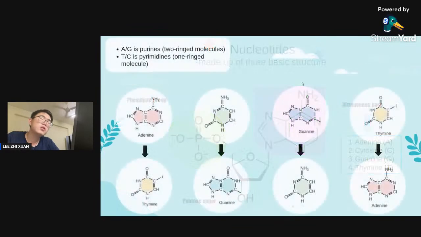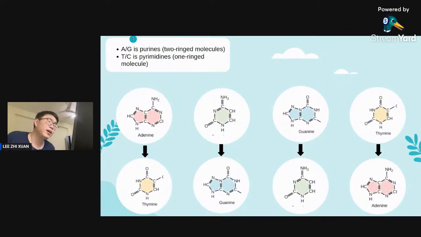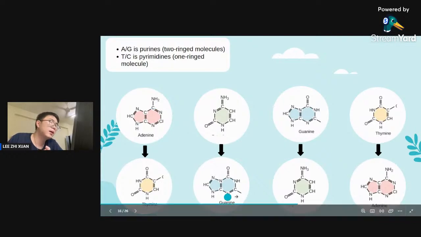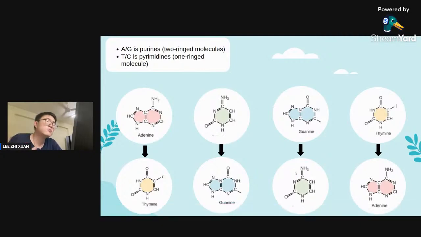So normally, the bonding between the nitrogenous bases is already fixed. It cannot be changed. Adenine cannot just bond with guanine or cytosine as it likes. No. It is already fixed. So what do we mean by complementary? Because it is already fixed.